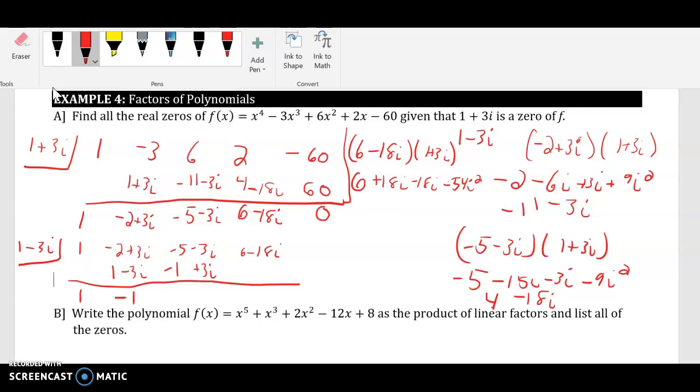What happens to the i's? They cancel. You get -6. And then you multiply -6 times that. You get -6 plus 18i. And hopefully you get another 0 there. If you don't, probably messed up. Okay? So what do we got left?